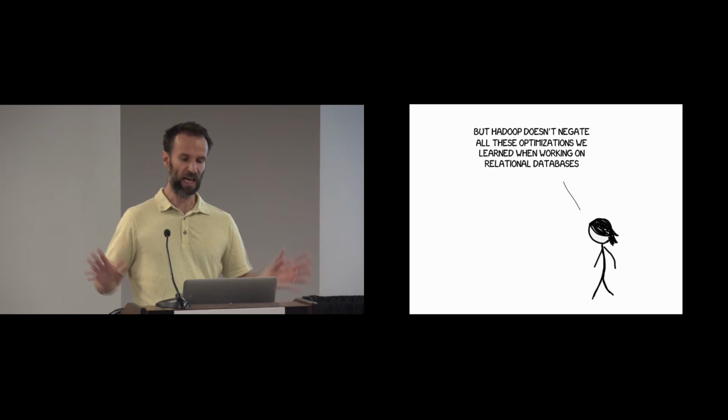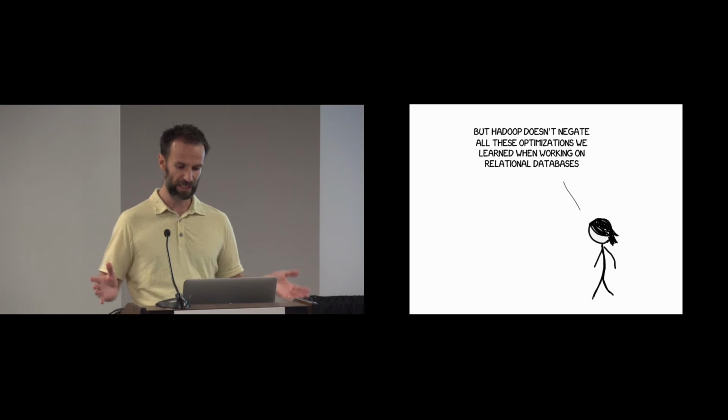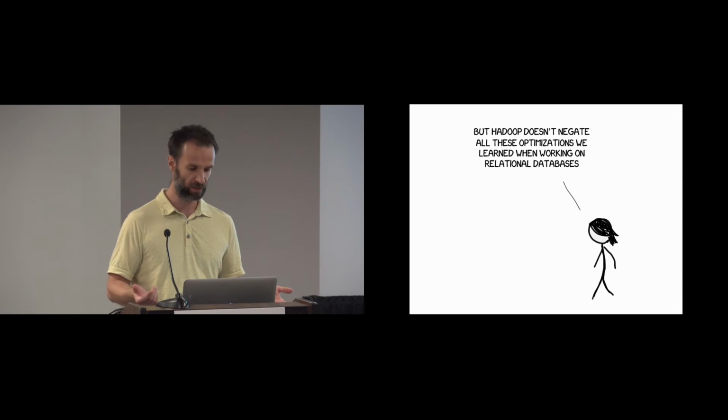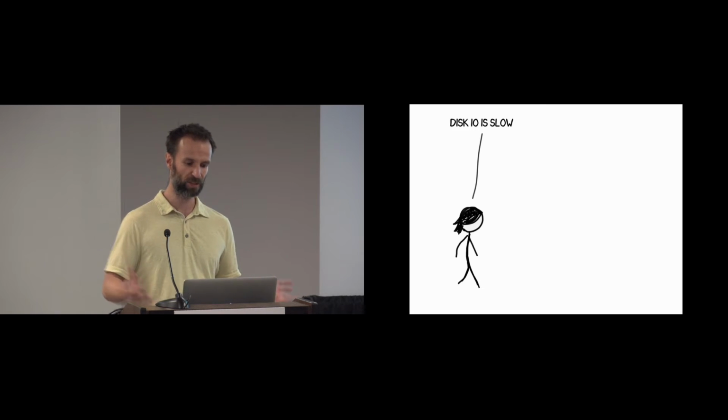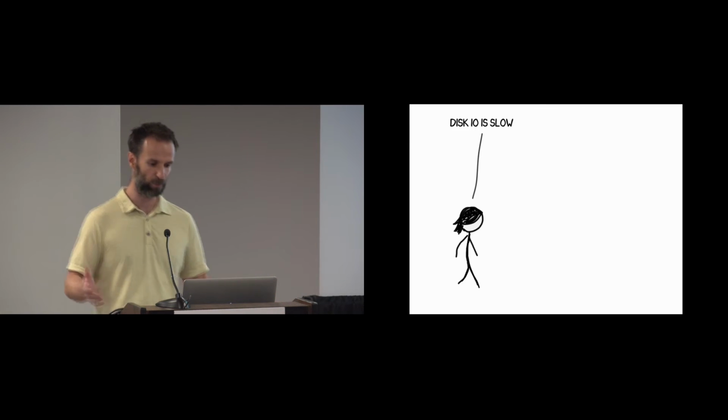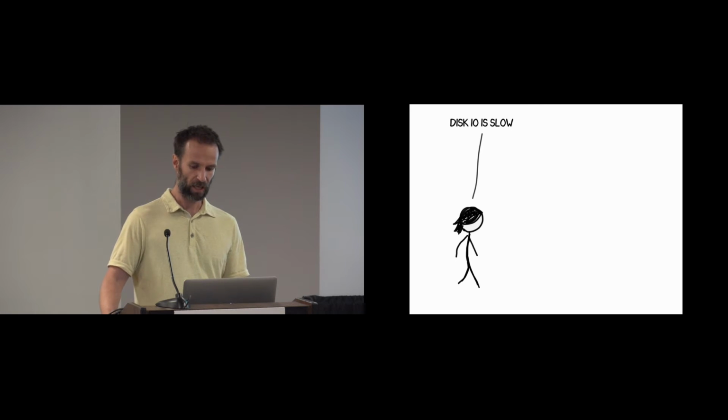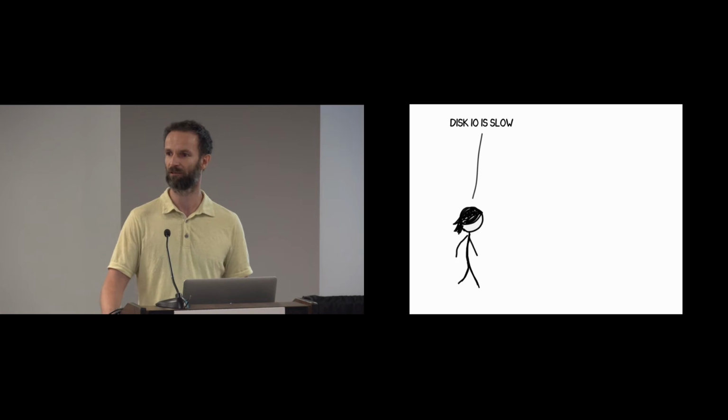So despite Hadoop having all these goodies, it doesn't mean we can or should forget about all these optimizations we've learned working with large data sets in other systems. Disk I/O is still slow. It's the biggest bottleneck we have today. And typically on Hadoop, we tend to run on spinning hard drives. We're not on SSDs. So it's really where a lot of the latency comes into our systems.